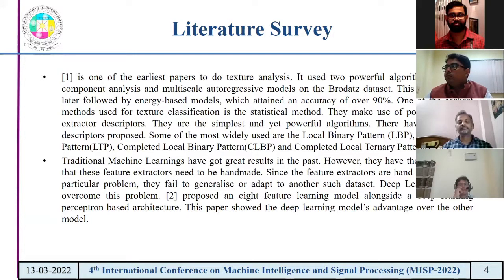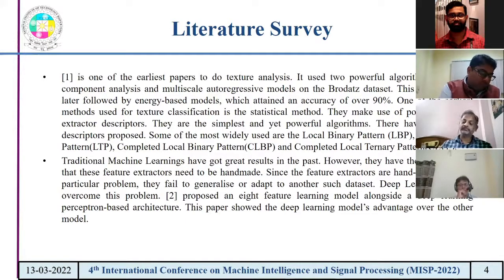One of the earliest methods used for texture classification is the statistical method. They make use of powerful feature extractor descriptors. They are the simplest and yet powerful algorithms. There have been many descriptors proposed. Some of the most widely used ones are local binary pattern, local ternary pattern, completed local binary pattern, and completed local ternary pattern. Traditional machine learning have got great results in past.